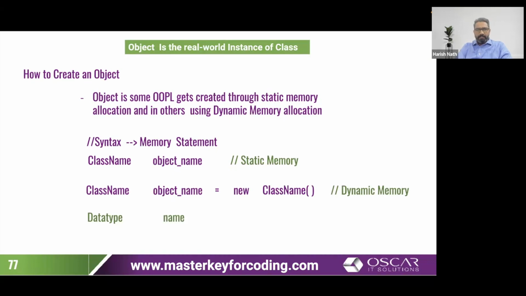So our class name is the programmer-defined data type. Object name is the name identifier, and we use new, and that class name with parentheses is the constructor, the initializer. Different names are given in different languages, but their purpose is fixed. So we will be discussing them also in detail in our program.